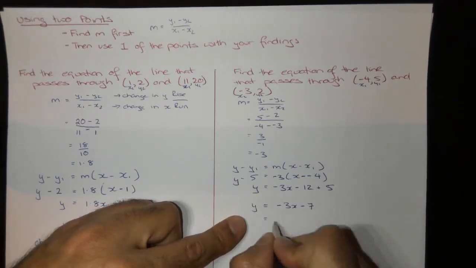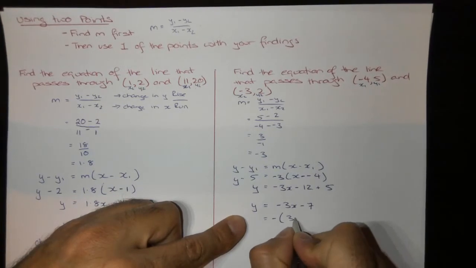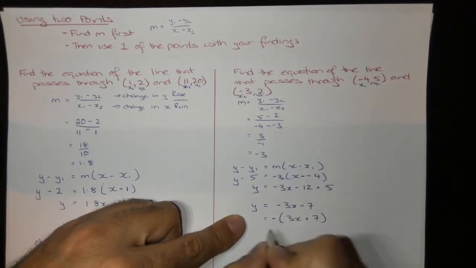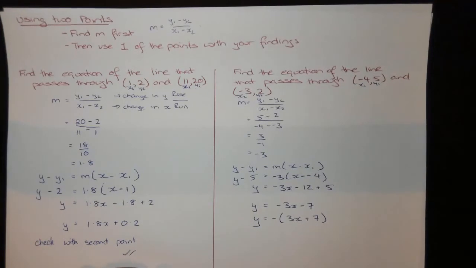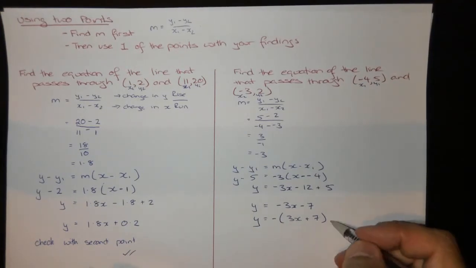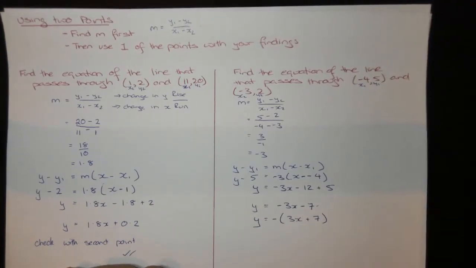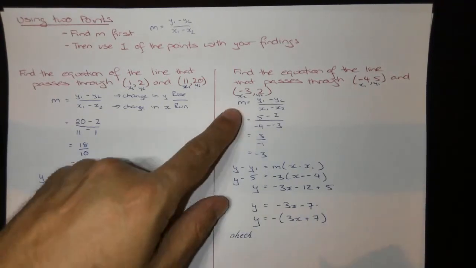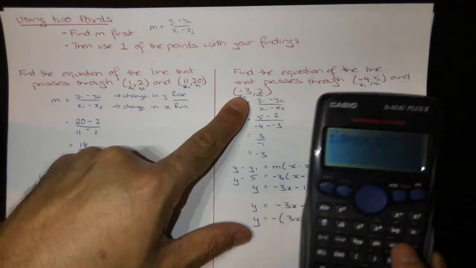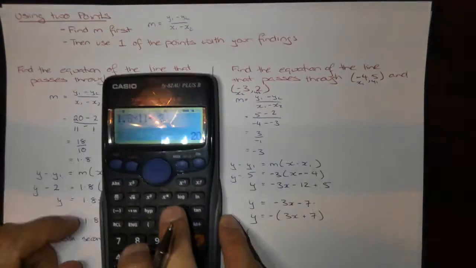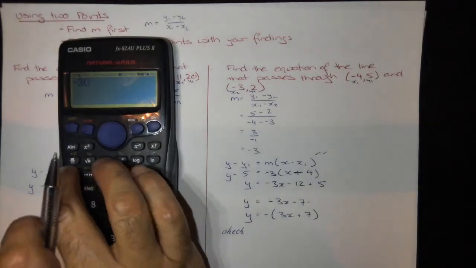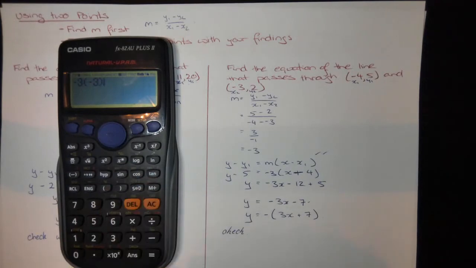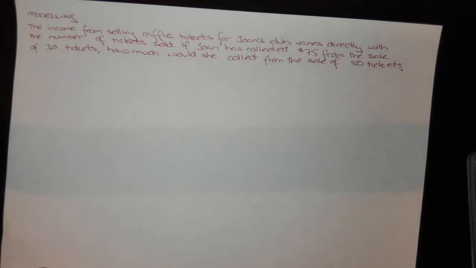So, just to make it nicer, I'll take out the negative at the front. You don't have to do this. You can stay here and move on to the next question. As I said, we should check. So I'm going to use this one. So I've got negative 3 minus 7. Oh, there's 2. What did I do? Alright.